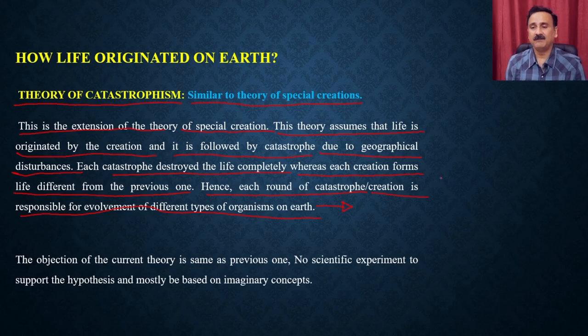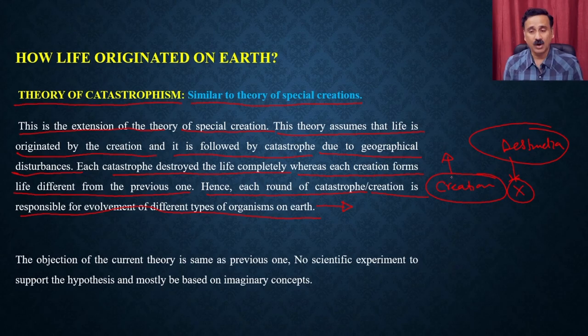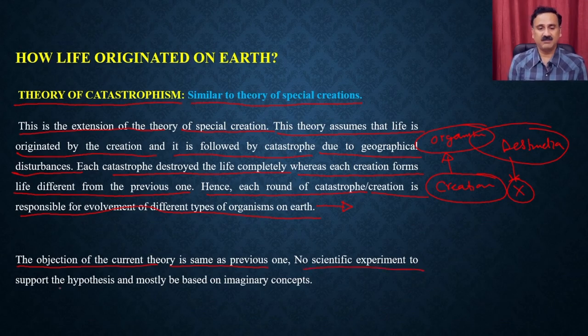So what this theory says is, there is a creation and there is a destruction, okay, destruction because of different types of natural calamities like volcanic eruptions, lightning, earthquakes and all those kinds of things. That is going to destroy the organisms, and then there is a creation. That creation is done by God, who puts in the organisms. And because of that, different organisms appeared on the earth, and that's why we have different types of organisms. The objection to this theory is the same as the previous one, right? No scientific experiment supports the hypothesis, and mostly it is an imaginary concept. So that's why people don't believe in the theory of catastrophism.